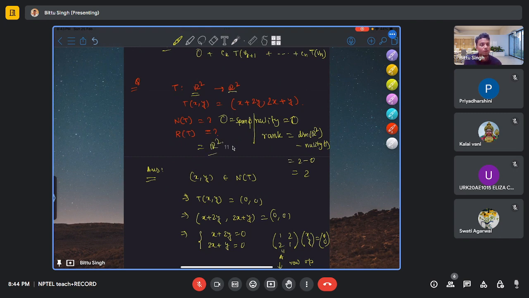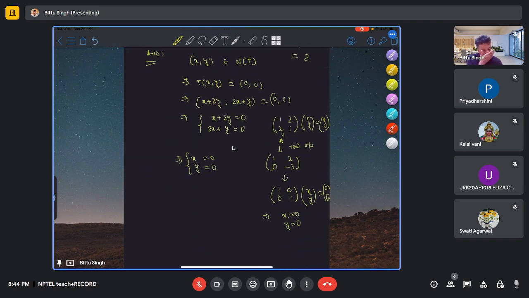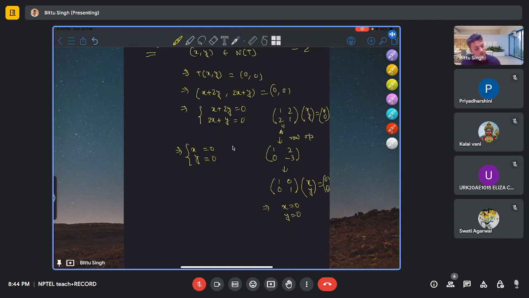Okay. Another way to see this: what will be the rank of this matrix? Rank 2. Therefore, the range will be everything.